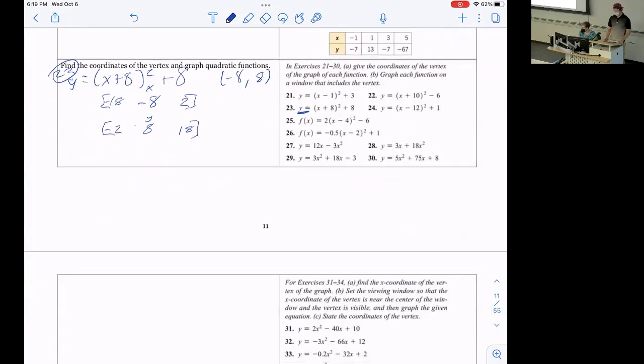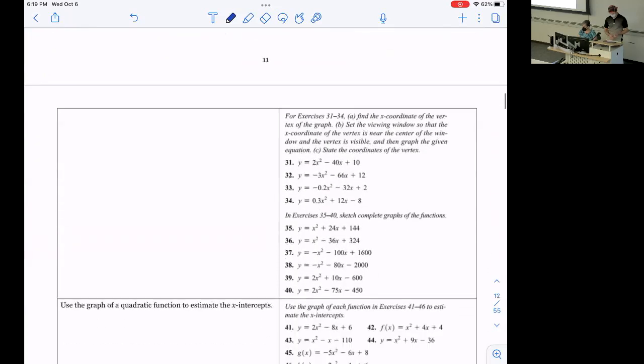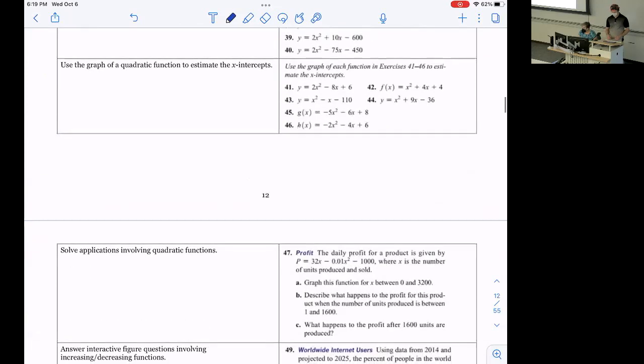All right, any other questions on 21 through 30? Okay, awesome. How about the next section? We've got 31 through 40. Did any of those look too tough? Those are going to be very similar to the one we just did. All right, moving ahead. How about using the graph of a quadratic function to estimate the x-intercepts? Any difficulties on 41 through 46? If you see one that you'd like worked and we move past it, just let us know. We'll go back to it.